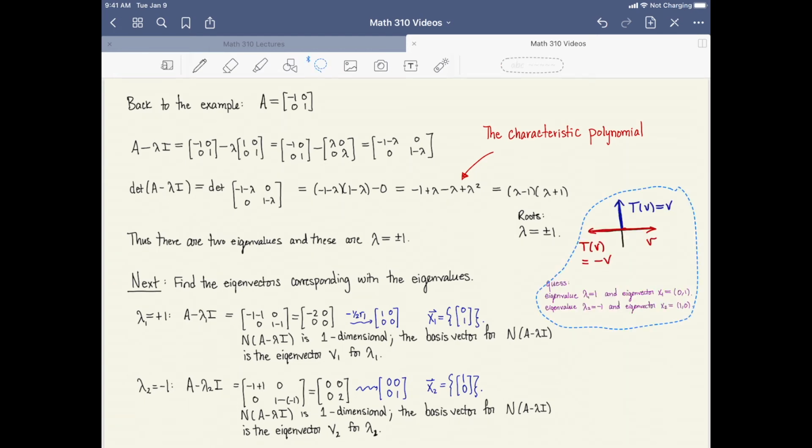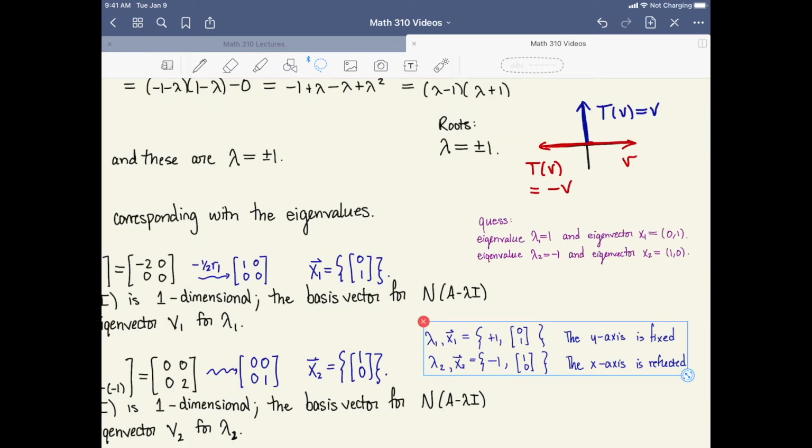Let's not forget the source of this example. It came from the linear transformation that took a vector and reflected it across the y-axis. And the initial guess that we made based on the behavior of this linear transformation is that there should be an eigenvector 0, 1 and an eigenvector 1, 0, and that the corresponding eigenvalues should be 1 and minus 1. And lo and behold, that's what we produced.